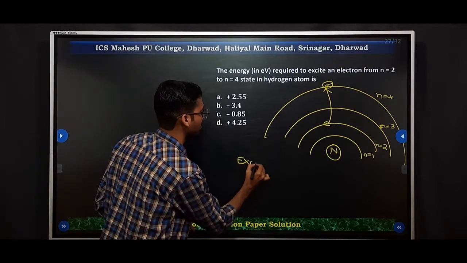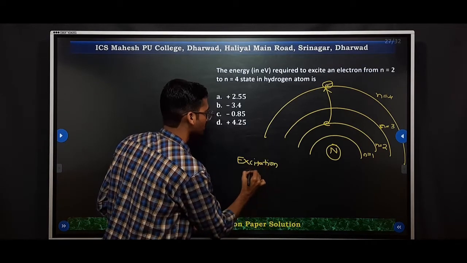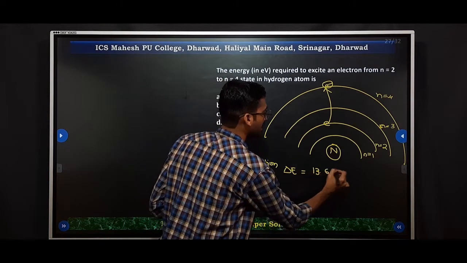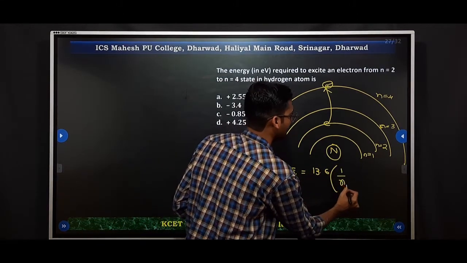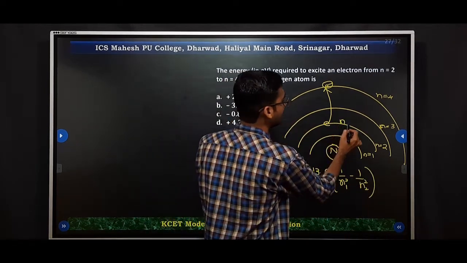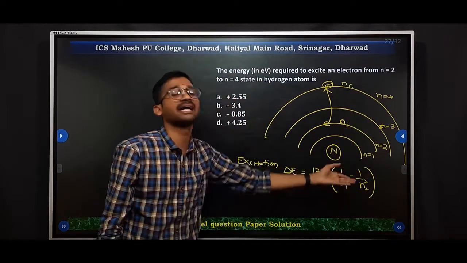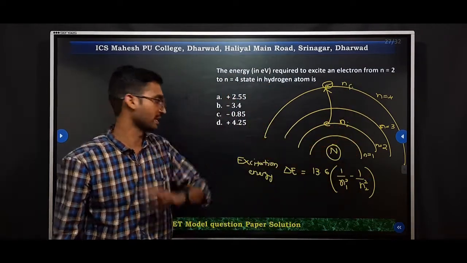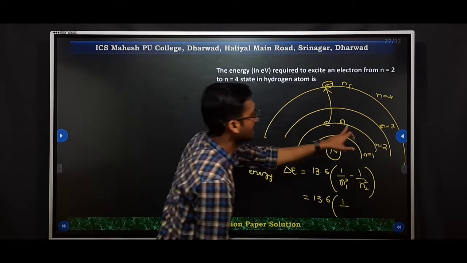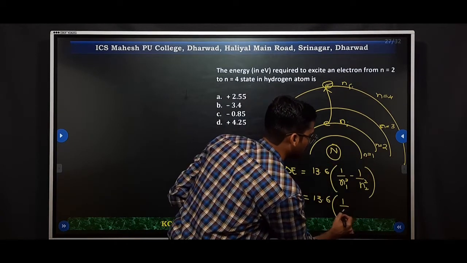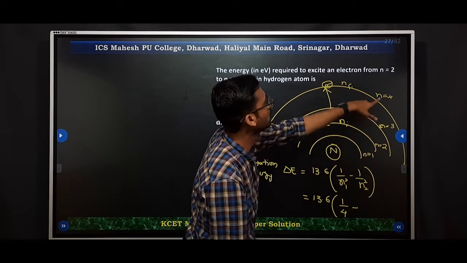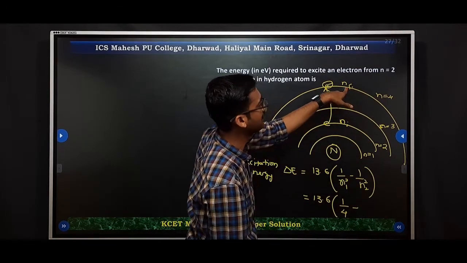Therefore, excitation energy, that is delta E, is equal to 13.6 times 1 divided by n1 square minus 1 by n2 square. Otherwise, you can also write it as ni and nf: 1 by ni square minus 1 by nf square. Therefore, 13.6 whole divided by ni, otherwise n1 is equal to 2, that is 4 because 2 square leads to 4. Now, n is equal to 4, that is nf is equal to 4.